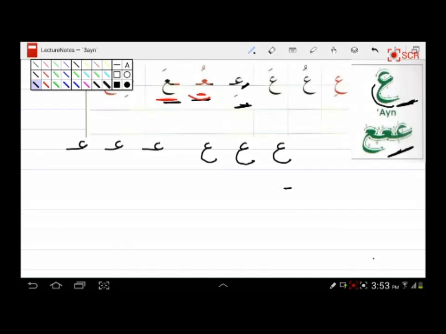I'm going to start by a dash, going up, again, curve. Getting back. It's like a tie. It's something like that. It's like a tie. So that's ayn. Okay, one more time. A dash going up, making a curve, and going down, getting back to the line. So that's ayn.